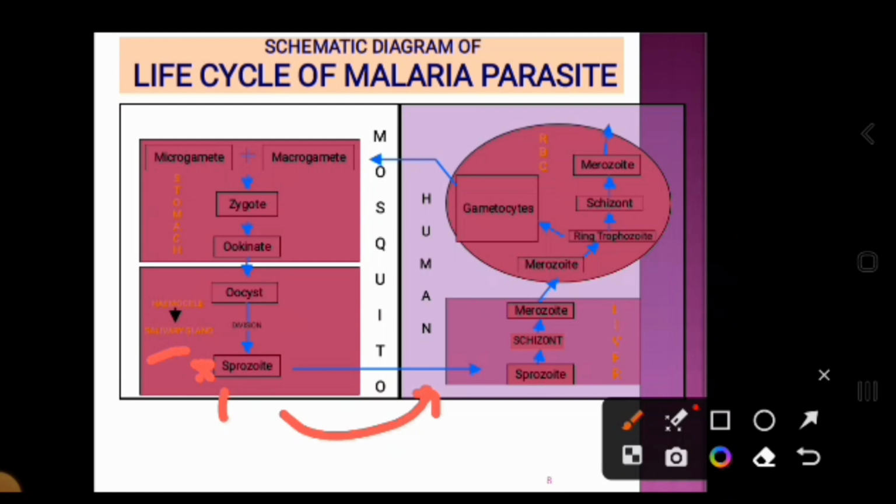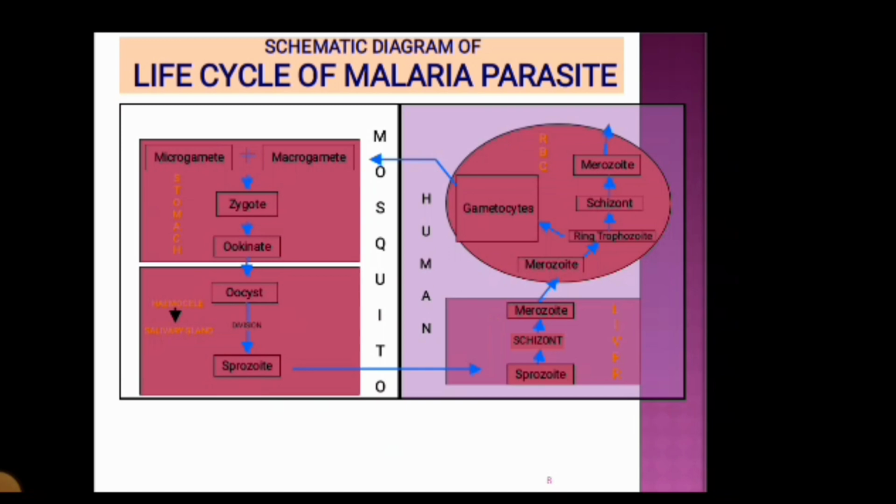In the human body, they first affect the liver cells. In the liver, through asexual reproduction, they first form the schizont, then from schizont the merozoites. The stages that occur in the liver are known as the exoerythrocytic cycle. Erythrocyte means RBC. As the stage does not occur in the RBC, this stage is known as the exoerythrocytic cycle. Now once multiple merozoites are formed, they leave the liver cells and attack the RBC. The merozoites enter the RBC.